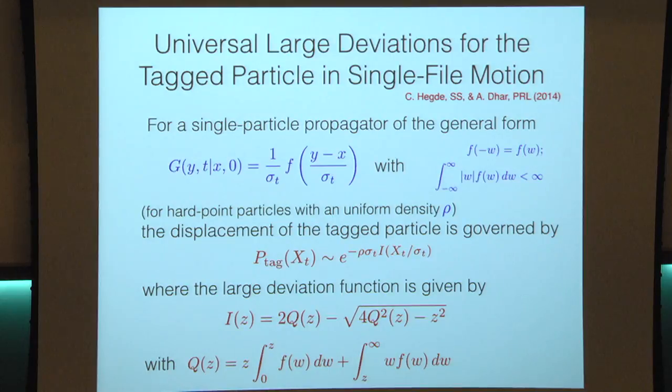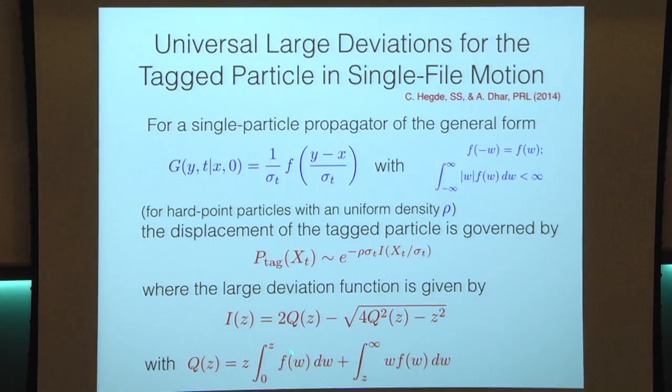Okay, so once this reflection is defined, given this single particle propagator, provided that this is symmetric and the mod of this W object exists, then the tagged particle distribution has this large deviation form, and this large deviation form is universal. It's given by this, where Q is given by this integral. So this is what I have written here for future reference.